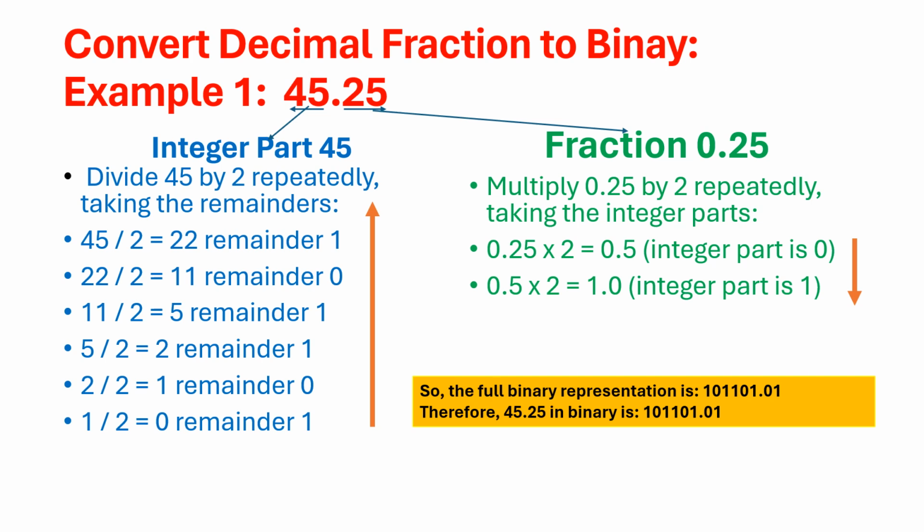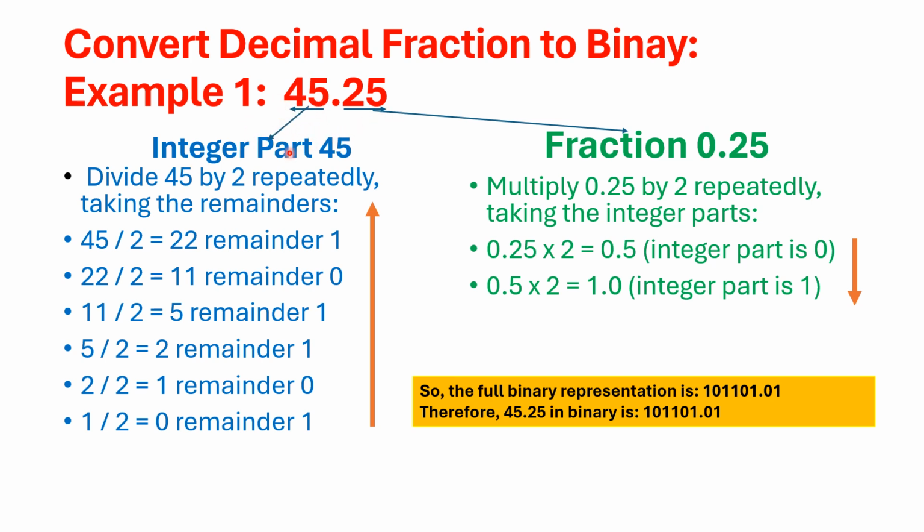The decimal number is partitioned into two segments. The first part is an integer, specifically the number 45, which is located left of the decimal point. The second part is the fraction, which is located to the right of the decimal point. Firstly, we convert the integer part 45 into binary.